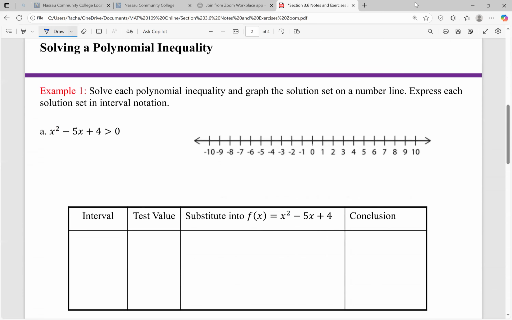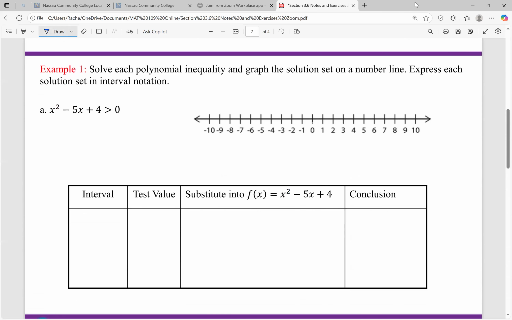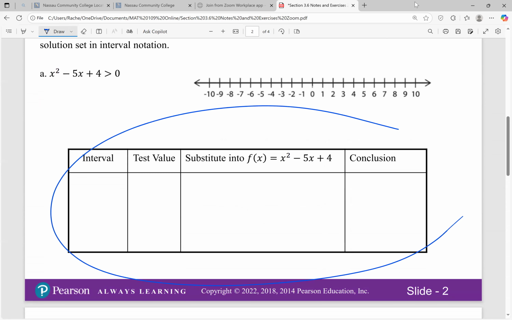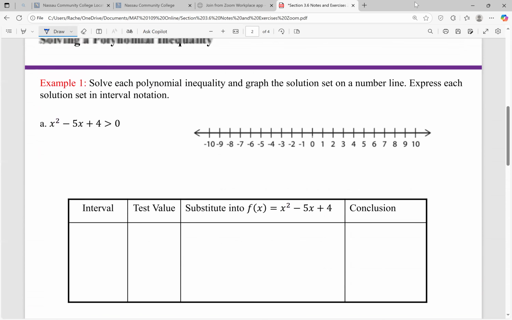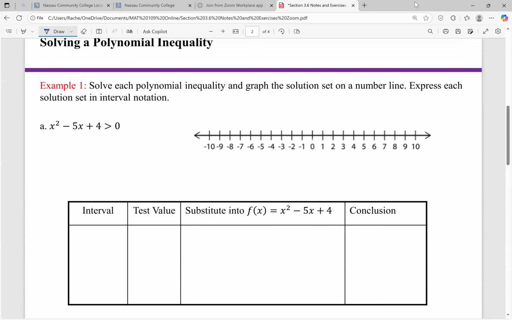So if we put all those things together that we've learned already, this is not so bad. So what I did was, you can see here, I created a table at the bottom, and I think it's going to be helpful to us. You don't have to put your work in a table. You can really just put it on scratch paper right underneath. It's up to you. I just think this is an organized way of doing it.